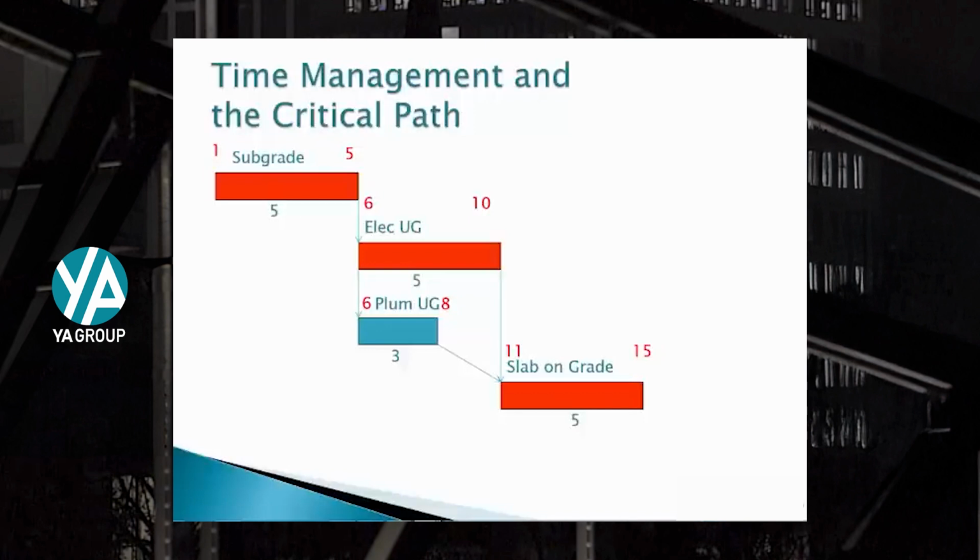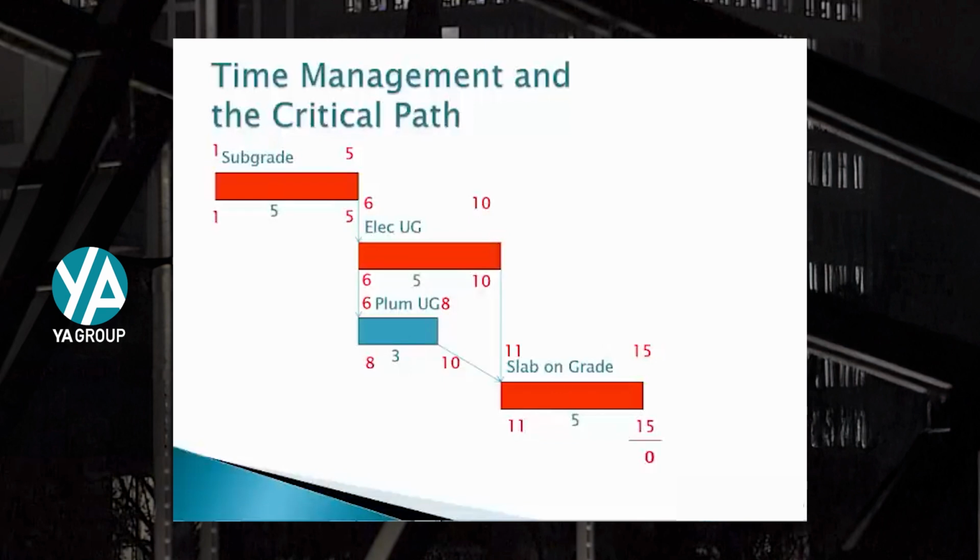Now, what the scheduling software will do is start with the very last activity, or any activity that does not have a successor, and begin counting backwards from 15. If that activity is going to finish on 15, then it has to start on day 11. If it's going to start on day 11, then those previous 2 activities both have to finish by day 10. If the electrical is going to finish by day 10, then it will have to start on day 6. The plumber, if he's going to finish on day 10, will have to start on day 8. Subgrade will have to finish on day 5 and start on day 1.